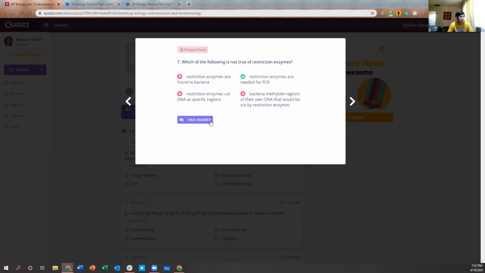Let's check. Okay, so no, it's restriction enzymes are needed for PCR. So our initial instinct was right. Restriction enzymes aren't needed for PCR, I guess unless you have this long piece of DNA and you're only looking to cut that short piece. But really, I think PCR involves more of that Taq polymerase and being able to replicate that DNA many, many times.